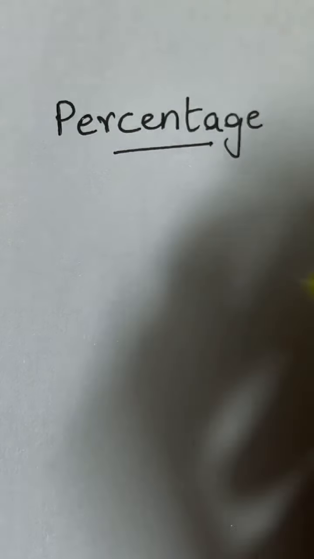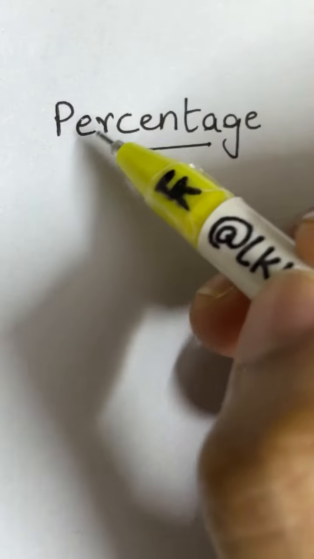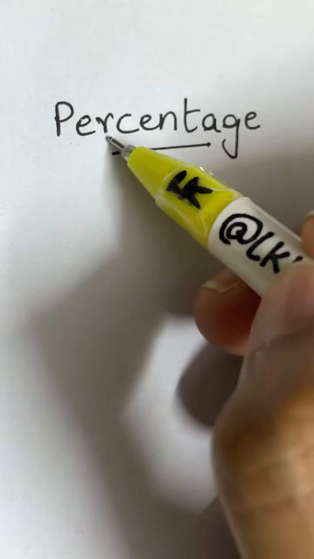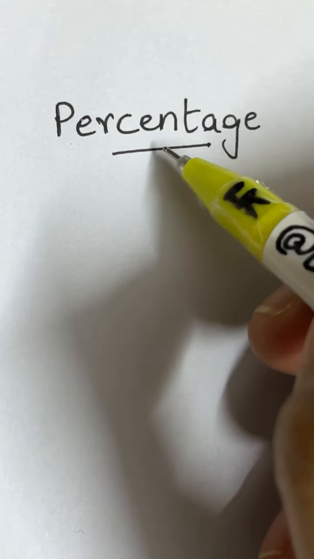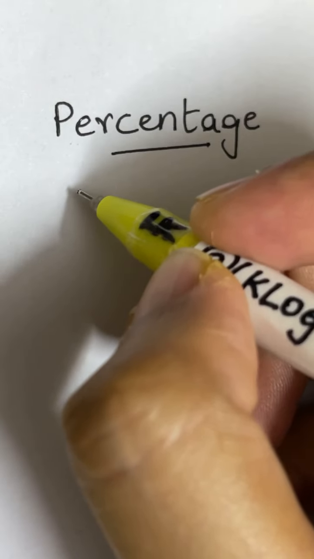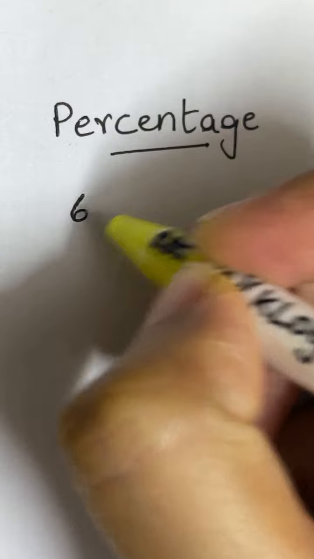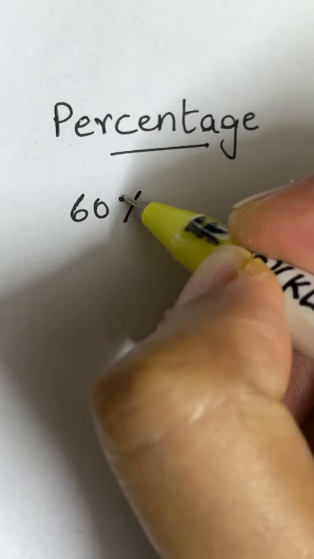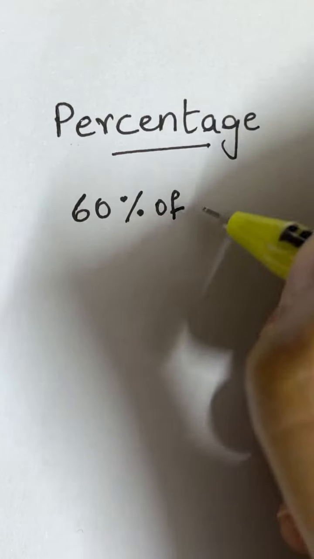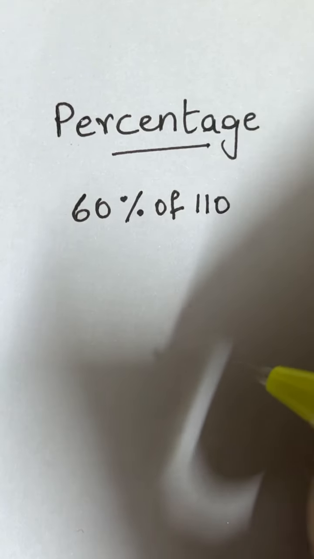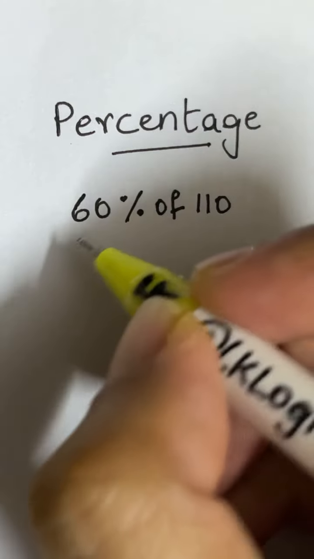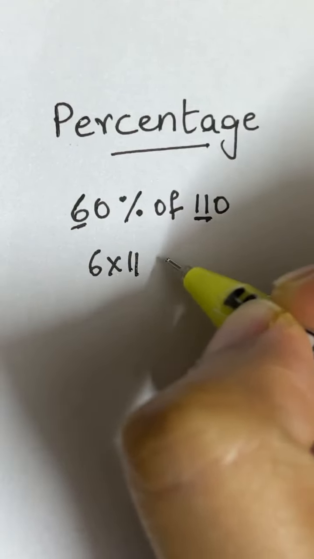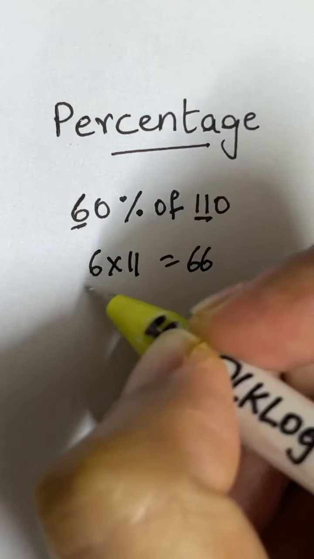Percent means per, for each, and cent is a Latin root word for 100. For each 100 or out of 100. That's what percent is. So let's start with the easiest way to do percentages. If you have 60% of 110, the shortest way to do that is just multiply the numbers 6 times 11 and you get your answer. 6 times 11 is 66 and that's your answer.